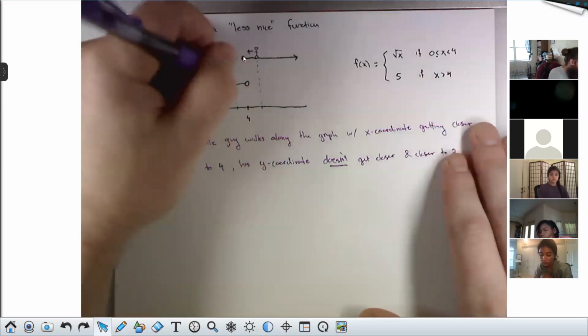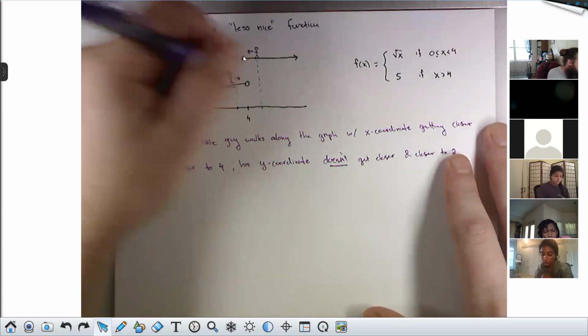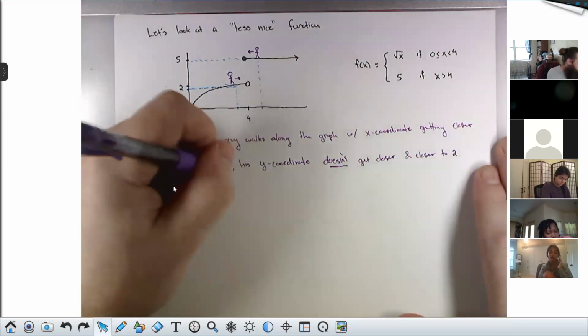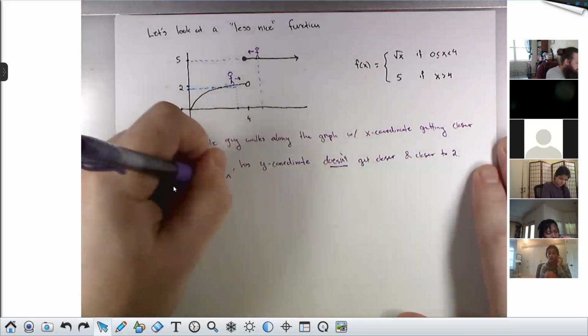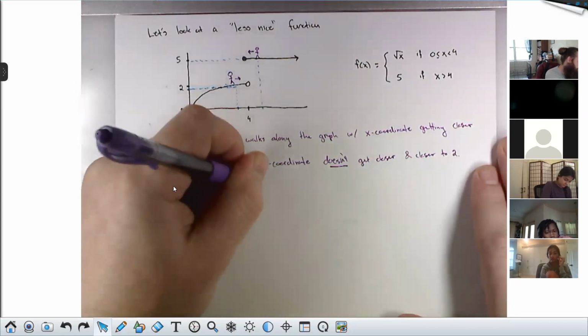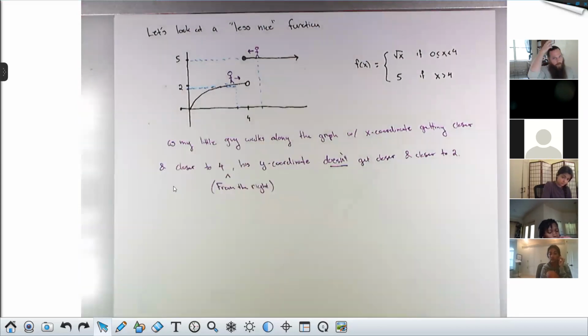As he comes over from the left, it would, right? Because from the left, this is the same function we were playing with a second ago. So as my guy walks along the graph with x coordinate getting closer and closer to 4, let me insert here from the right, his y coordinate doesn't get closer and closer to 2. From the left, it does. From the right, it does not.